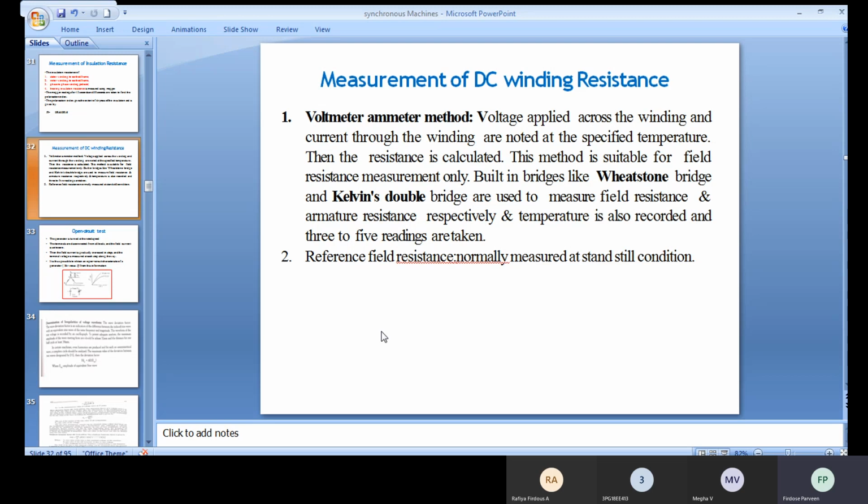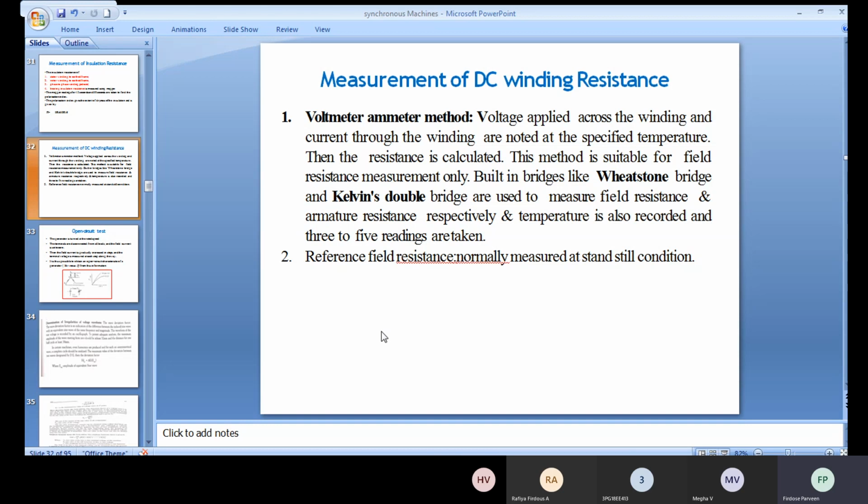Coming to voltmeter ammeter method, in this the voltage applied across the winding and current through the winding are noted at the specified temperature. Then the resistance is calculated. This method is suitable for field resistance measurement. Built-in bridges like Wheatstone bridge and Kelvin's bridge are used to measure field resistance and armature resistance respectively. And as resistance is sensitive to temperature, temperature is also recorded and 3 to 5 readings are taken.